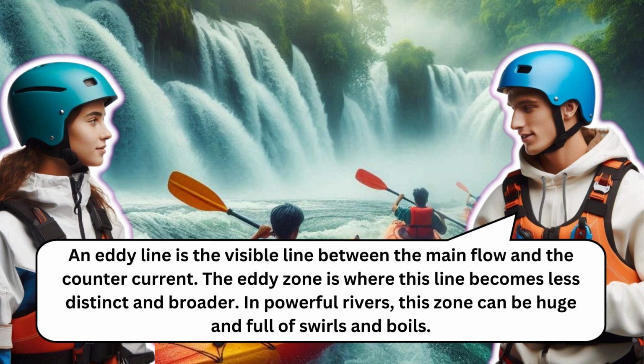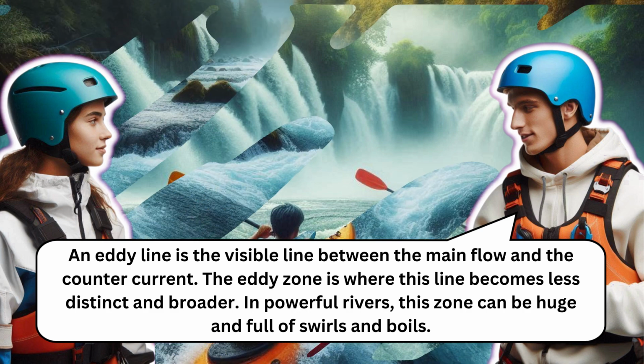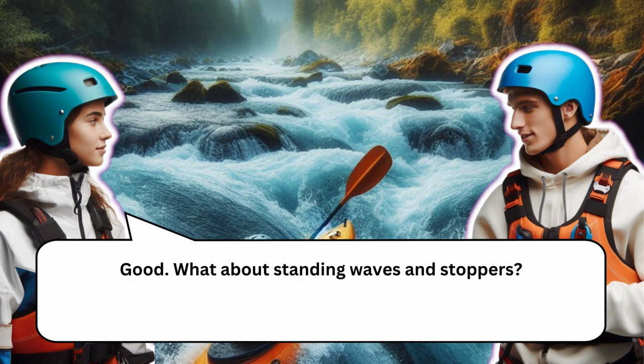An eddy line is the visible line between the main flow and the countercurrent. The eddy zone is where this line becomes less distinct and broader. In powerful rivers, this zone can be huge and full of swirls and boils. Good. What about standing waves and stoppers?